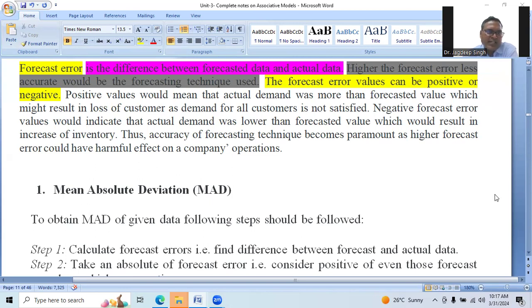Today's topic is forecast error. So, what is forecast error that we need to understand? Forecast error is the difference between forecasted data and actual data, simply. So, there is a difference between forecast data and actual data that is called forecast error.